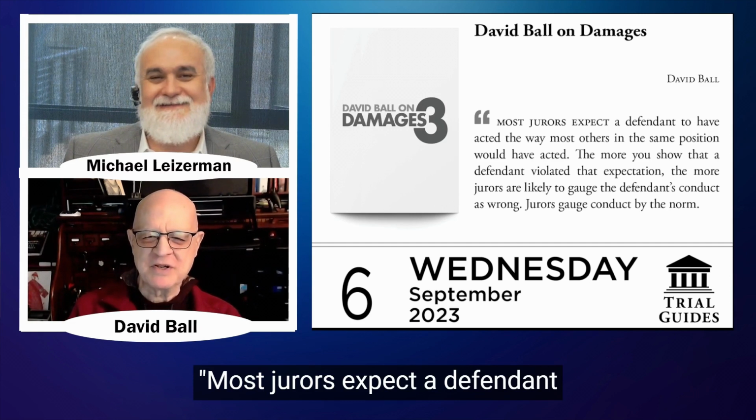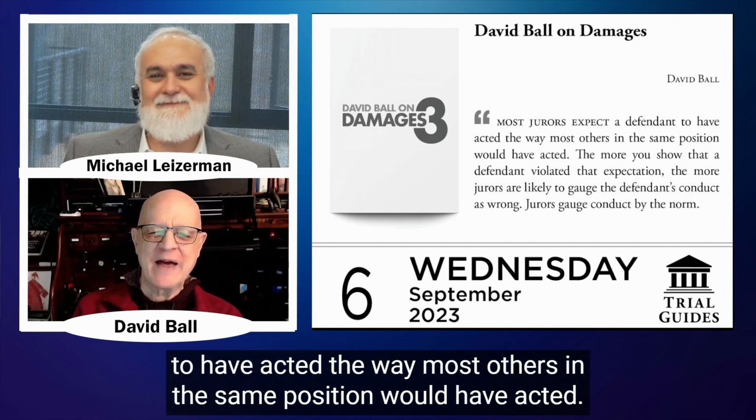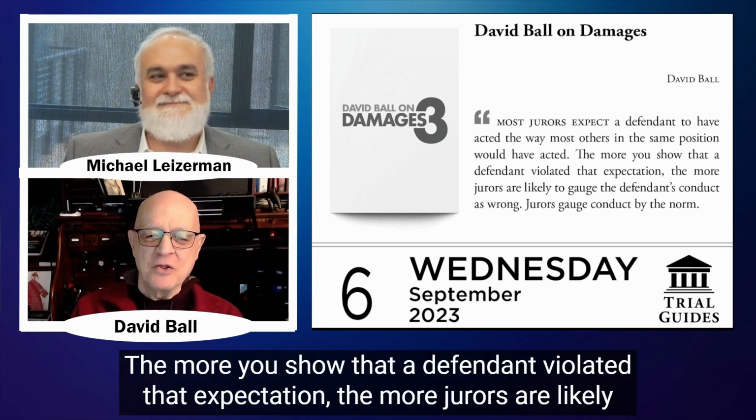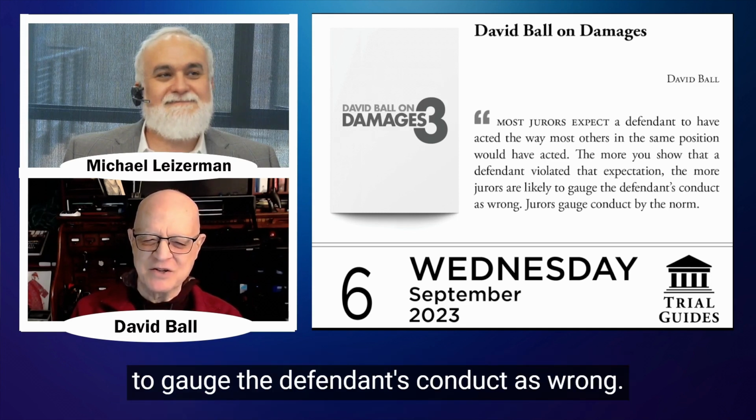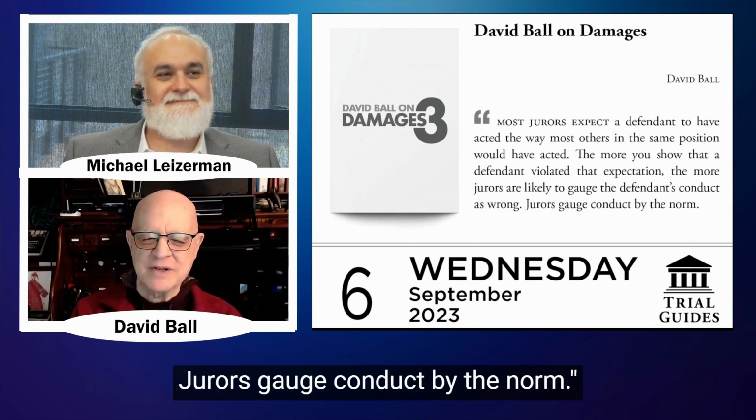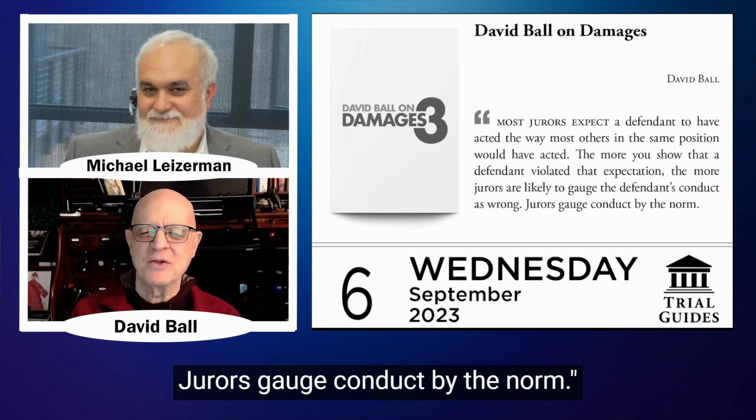Most jurors expect a defendant to have acted the way most others in the same position would have acted. The more you show that a defendant violated that expectation, the more jurors are likely to gauge the defendant's conduct as wrong. Jurors gauge conduct by the norm.